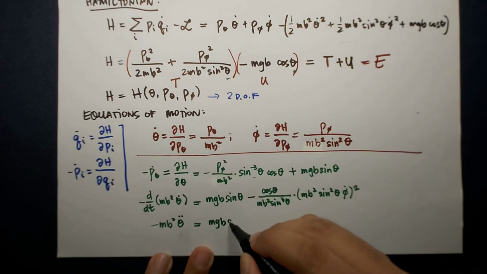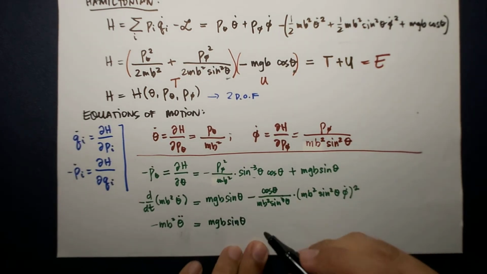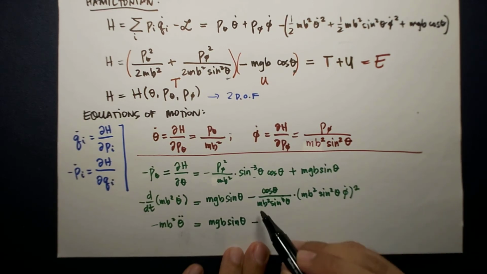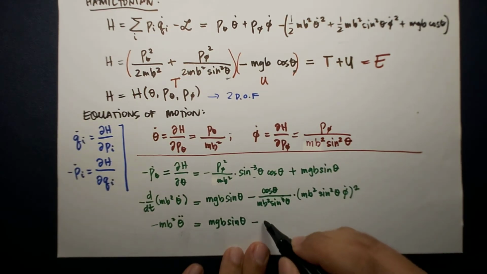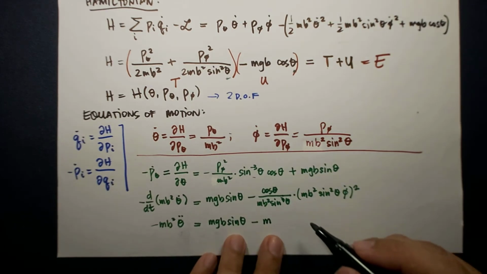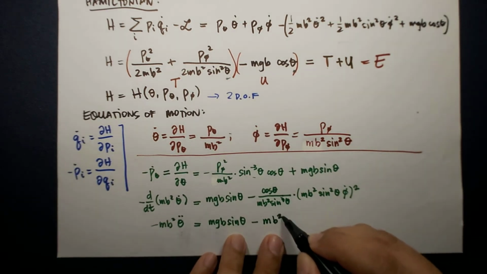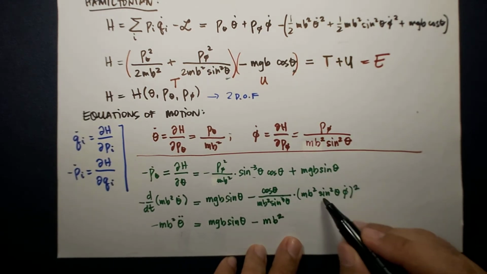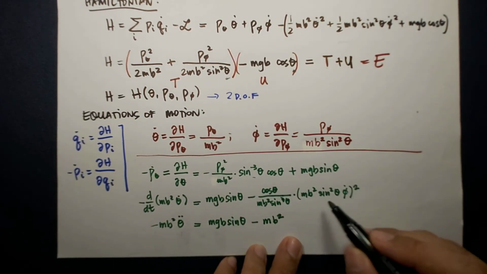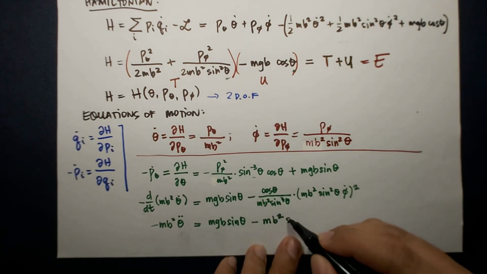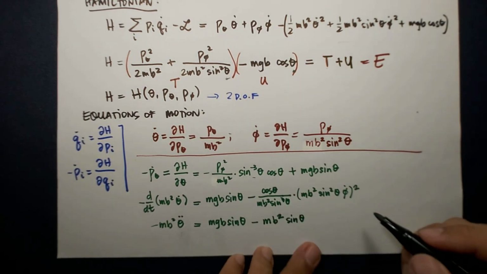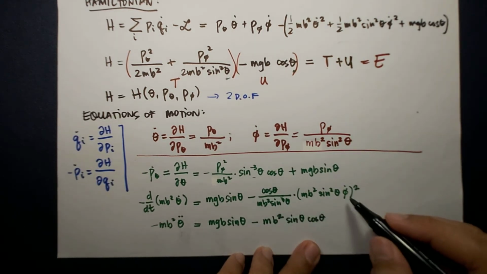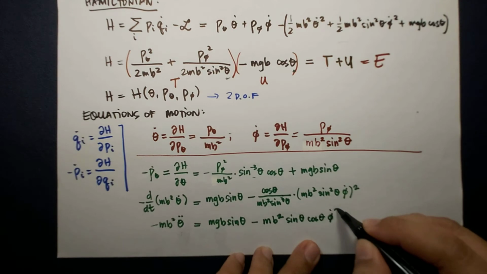mgb sine theta minus, so m squared will cancel with m, so m will be retained here, and so is b squared. This is sine squared squared, so sine to the 4th theta divided by sine cubed theta, that's sine theta. And then we have cosine theta here, and then phi dot squared.